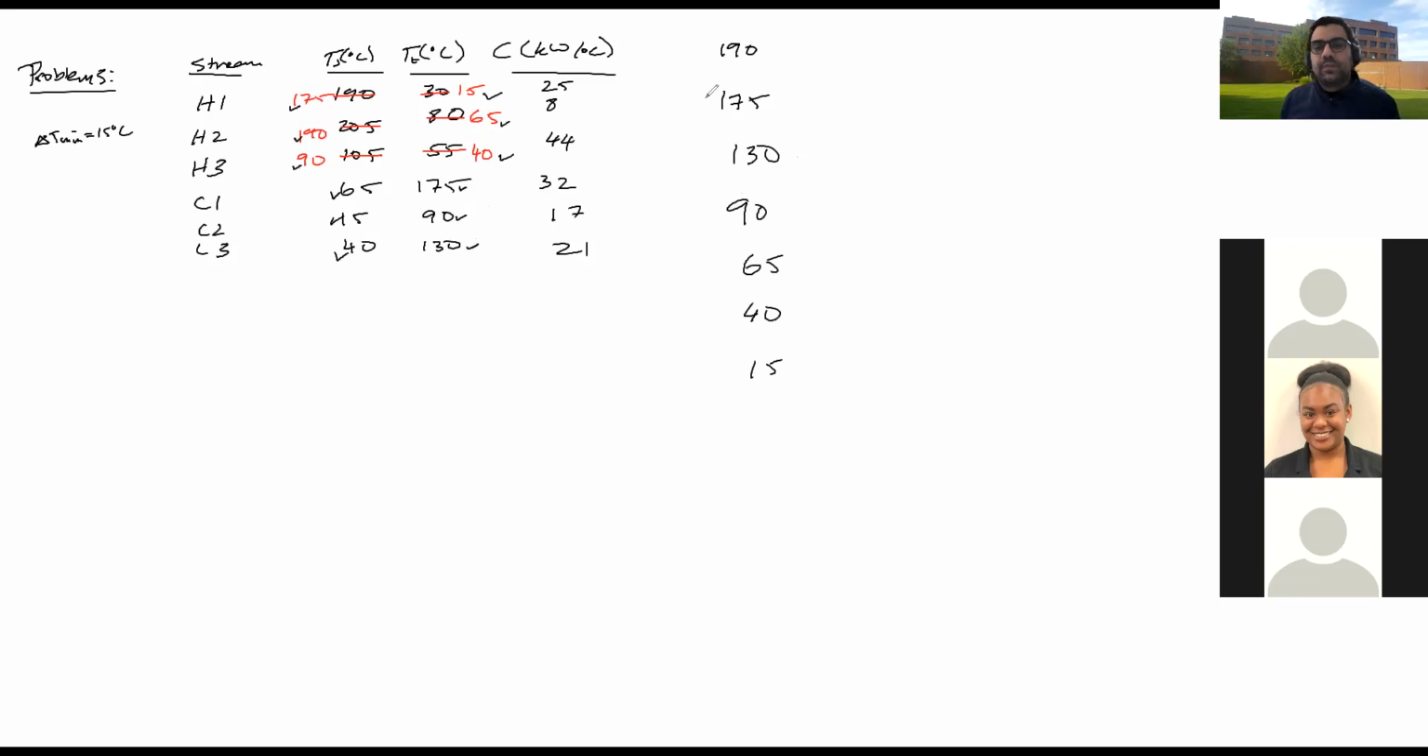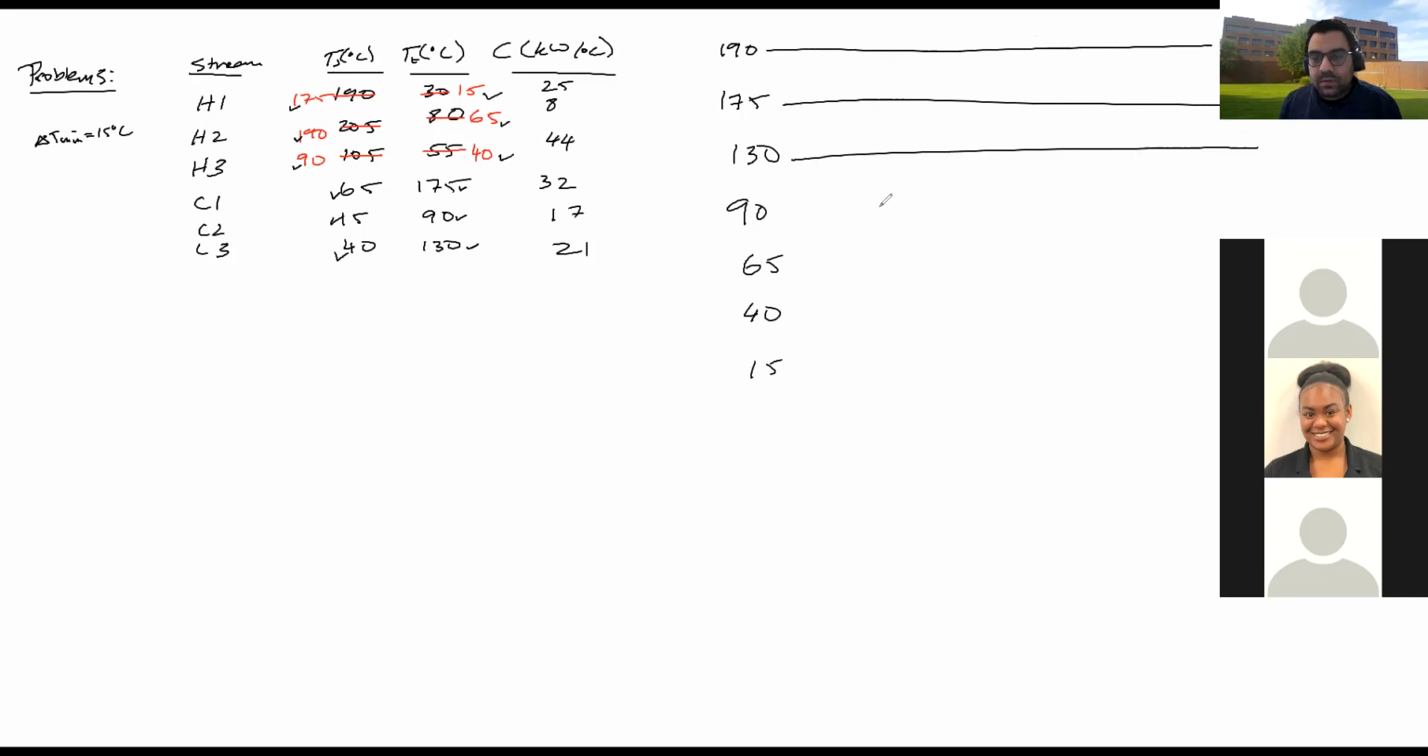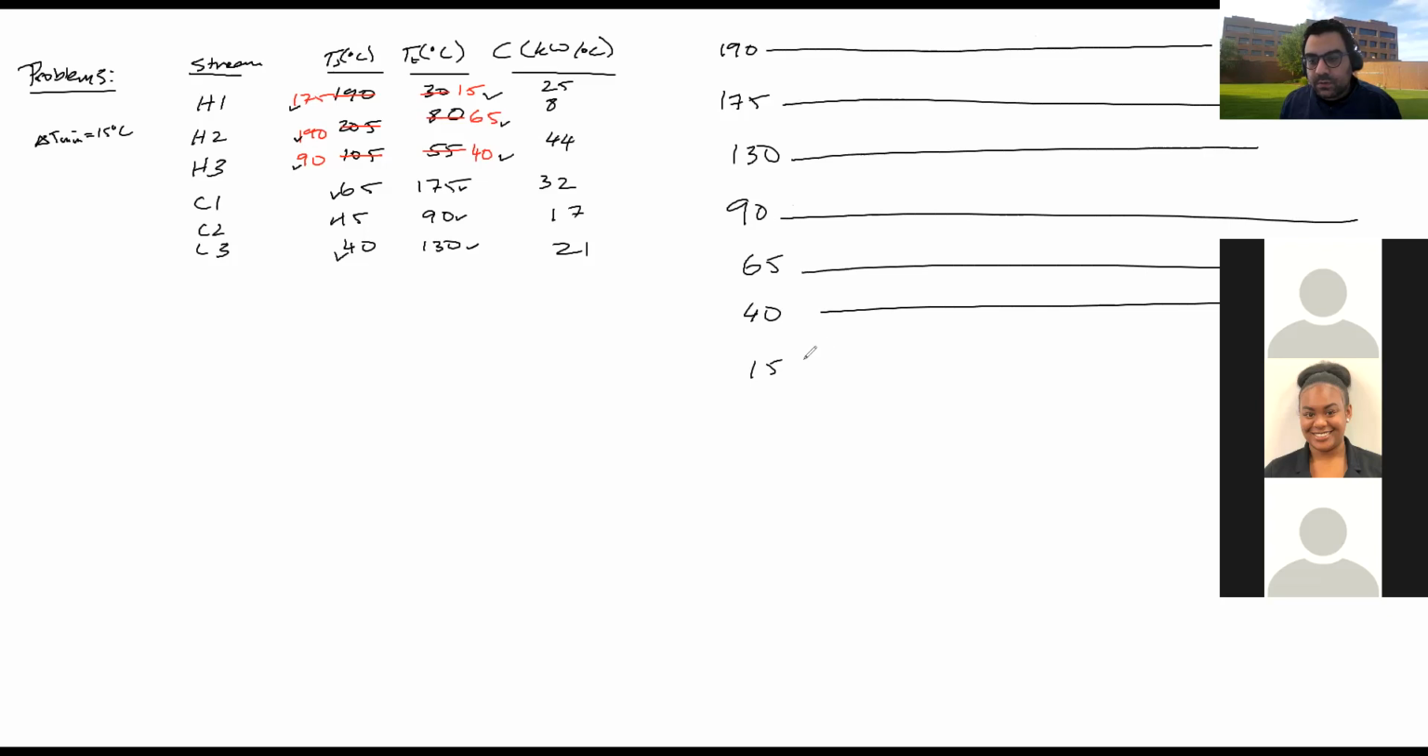Okay, so I just arrange them from highest to lowest, and then I'm gonna graphically just draw a straight line next to each interval here, or next to each temperature. And once we do this, you can see that we have, how many intervals do we have? This is my first interval, second, third, fourth, fifth, sixth. So I have 6 intervals in this problem.